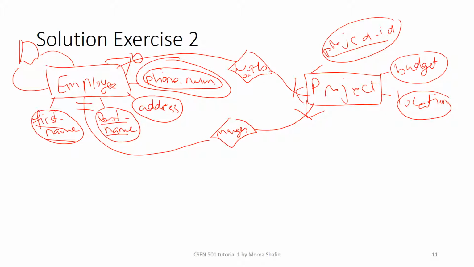يبقى دي عبارة عن ايه؟ حاجة اسمها recursive relationship. relationship between the one and the very same entity. يعني واحد من الانتيتي لنا بي report back to another employee. يعني عندنا relationship in the same entity. This is called a recursive relationship.